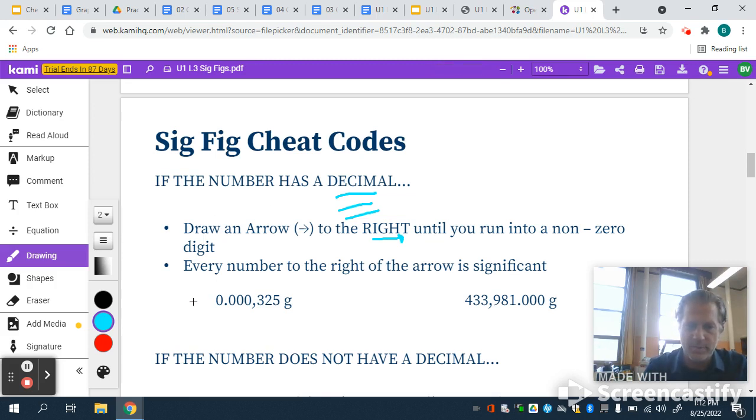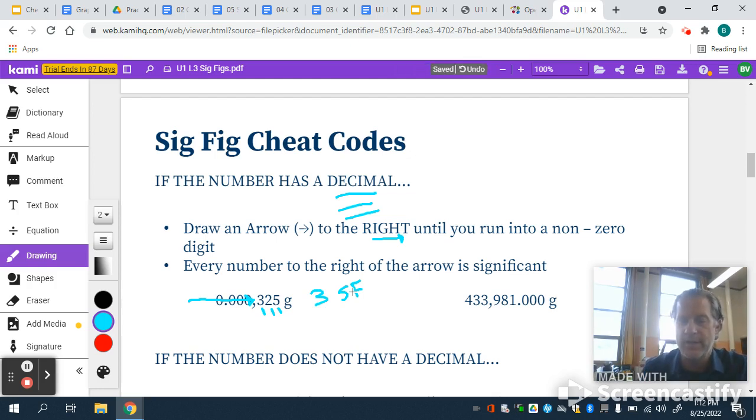So I'm going to show you an example. So I here have 0.000325. And I could go back up and figure this out based on the rules up above. But if I just draw an arrow until I run into the 3, which is a non-zero digit, that means this is significant, this is significant, this is significant. So this number has 3 sig figs.